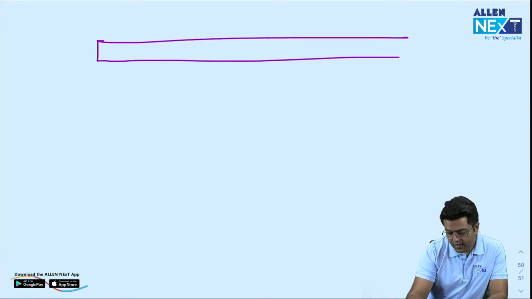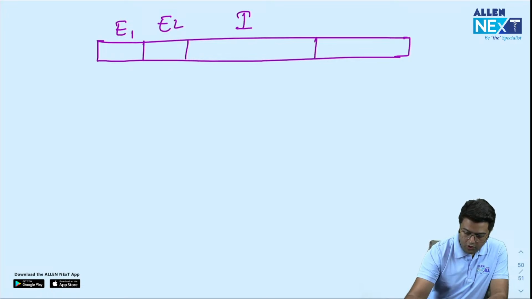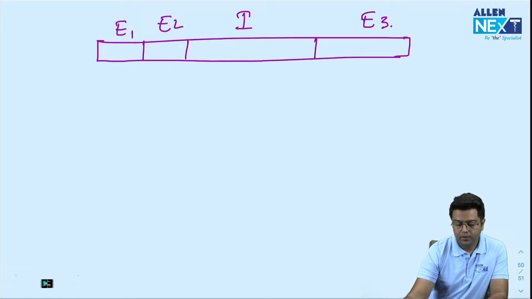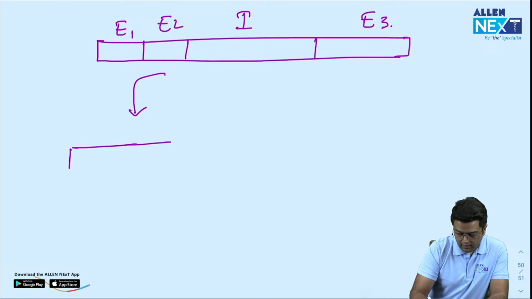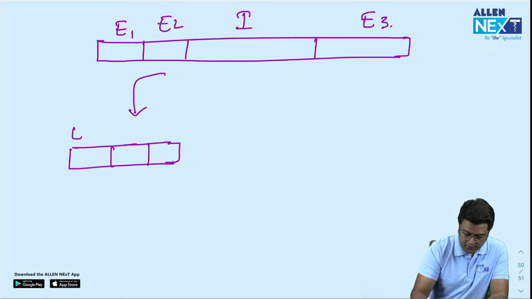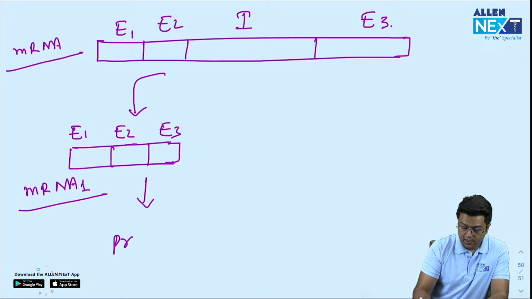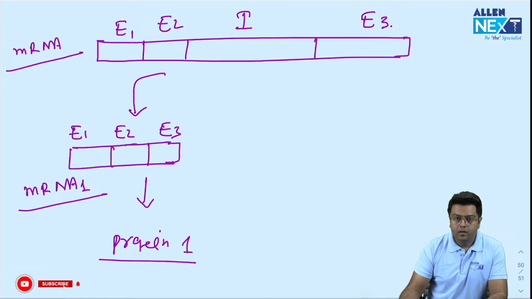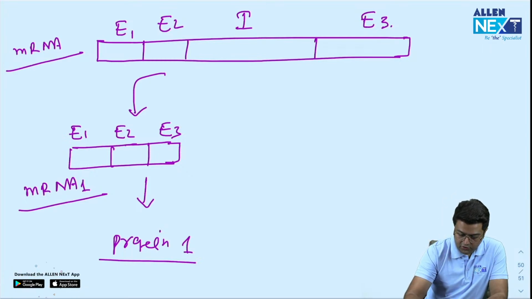Suppose this is a single-stranded mRNA, which is unmodified, and it has exon number 1, exon number 2, then an intron, and then suppose exon number 3. Now, the meaning of splicing is that I remove the introns and join the exons. So E1, E2 and E3. This was our unmodified mRNA, and this is what I get as mRNA number 1. And guys, from this I'll get protein number 1, like suppose this is any particular isotype of Ig.